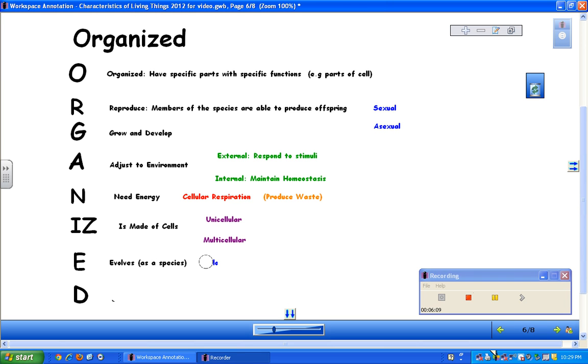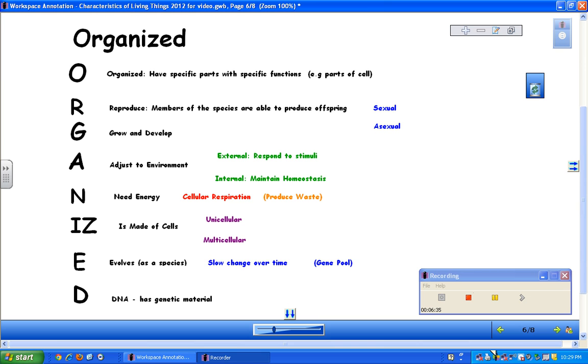All living things as a species evolve. We're going to refer to evolution. Of course, we'll learn a whole lot more about that later, but evolution is basically a slow change over time. A slow change over time, and we'll see that also involves changing in the gene pool. We look at how genes change over time, and that brings us to the last one. The D stands for DNA. So all living things have some genetic material that stores basically the instructions for how the living thing is run and how all the functions are carried out.